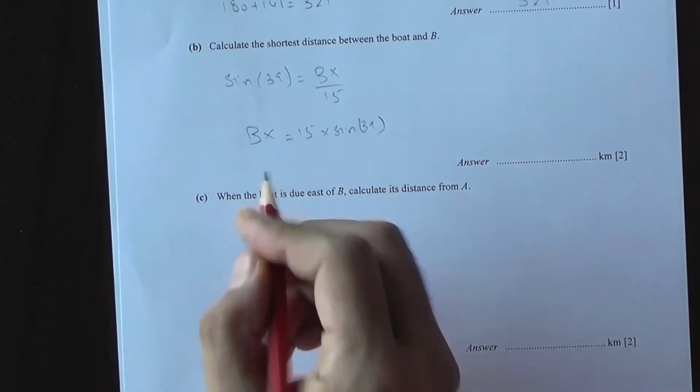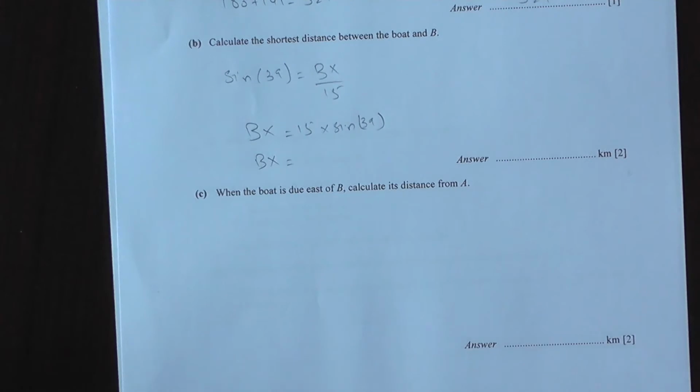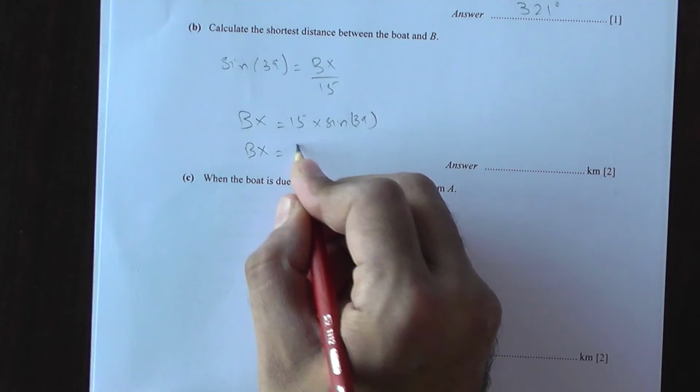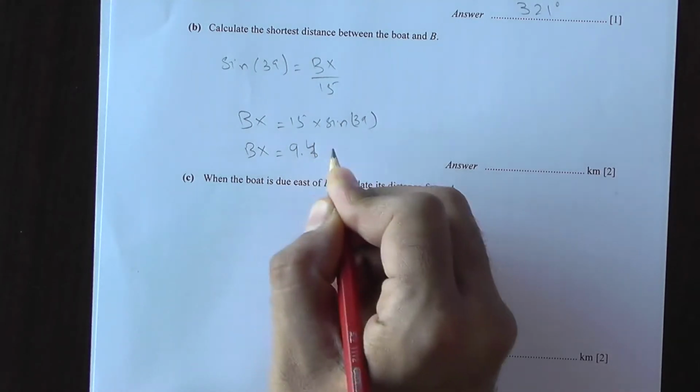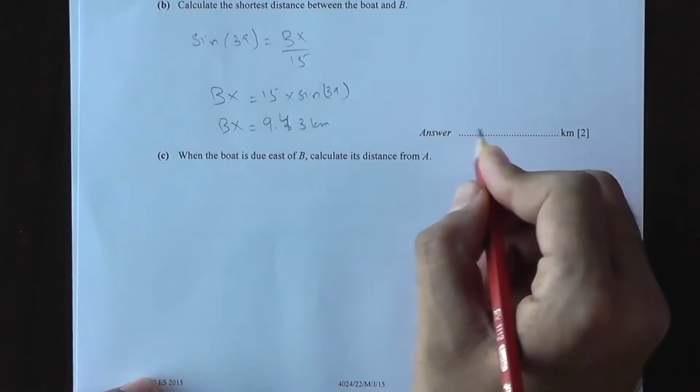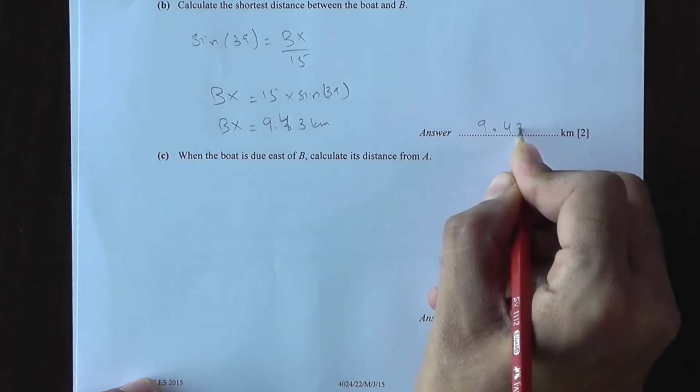Let's see what value we get. Bx is 15 times sine 39. This gives us 9.43. So this is 9.43 kilometers. We write our answer over here, 9.43.